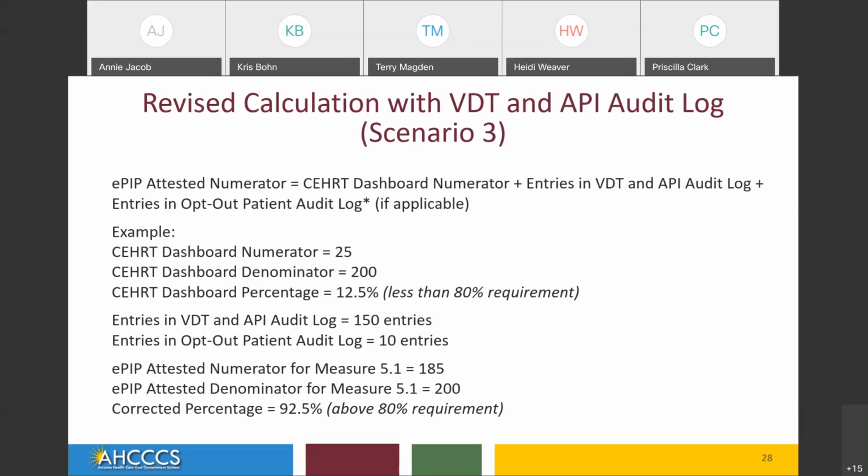The EPIP attested denominator for the measure is 200. The corrected percentage is 92.5%, which is above the 80% requirement. So originally in this scenario, the EP thought that they were failing the measure. And now, as you can see, using this formula, the EP is now meeting the 80% requirement.